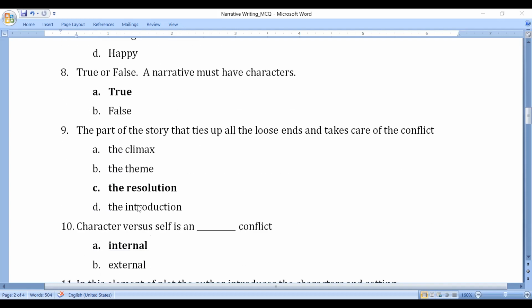True or false? A narrative must have characters. True. Without characters, how can it be a narrative?